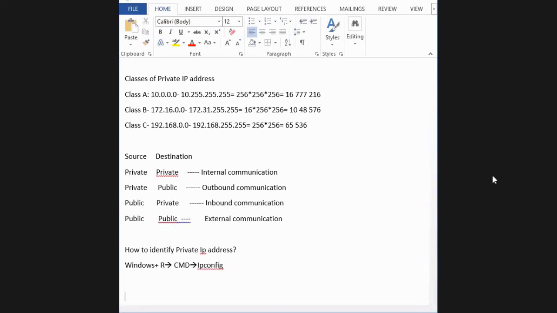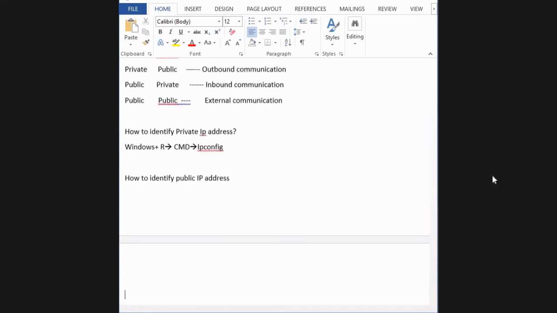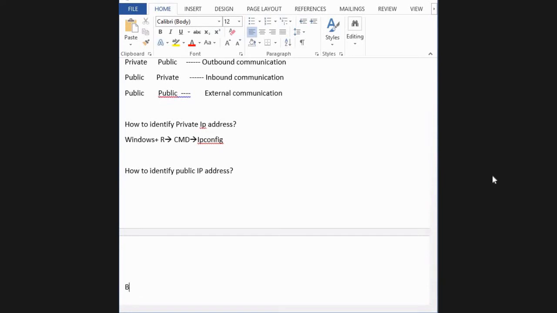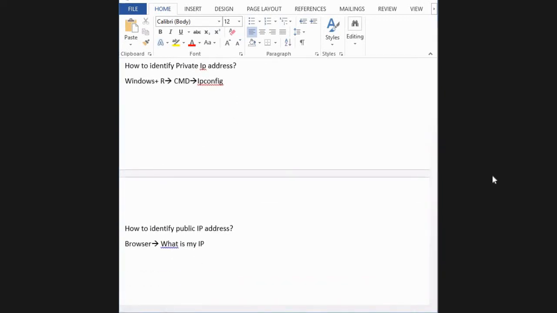And how to identify the public IP address? For that, you need to write in the browser, what is my IP? If you write that, you will get your public IP address. So this is all about the IP addresses.